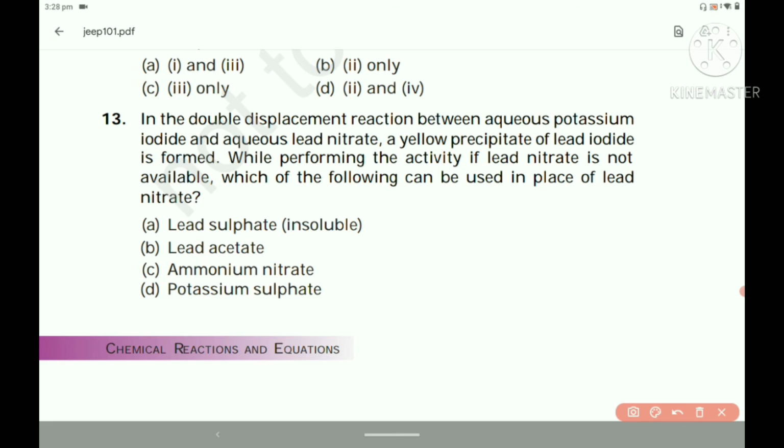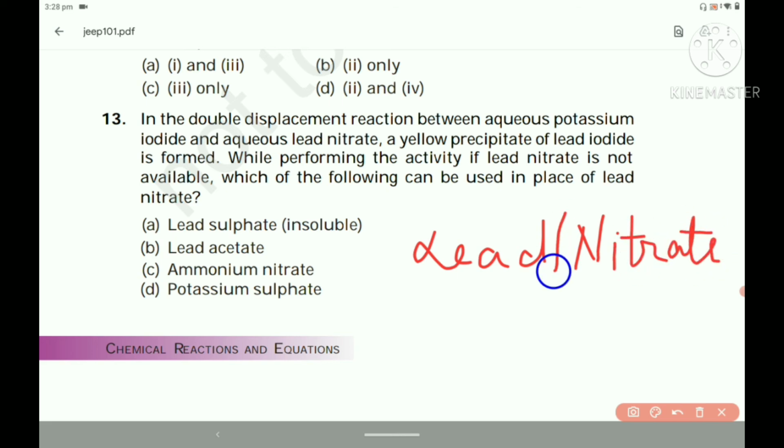Okay. In the double displacement reaction between aqueous potassium iodide and aqueous lead nitrate, a yellowish precipitate of lead iodide is formed. While performing the activity, if lead nitrate is not available, which of these can be used in place of lead nitrate? So, for these questions, remember that lead nitrate needs to be replaced by something else. So, make sure that this cation remains the same, lead remains the same. So, for that, you'll either have confusion between A and B. Now, the point is the reaction should take place. So, they need to be soluble in each other.